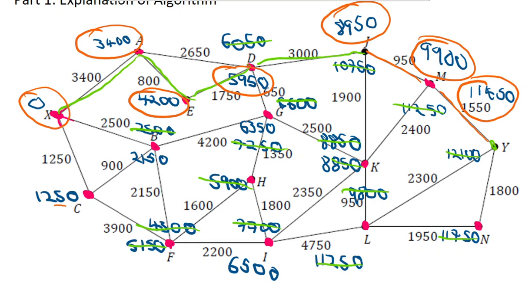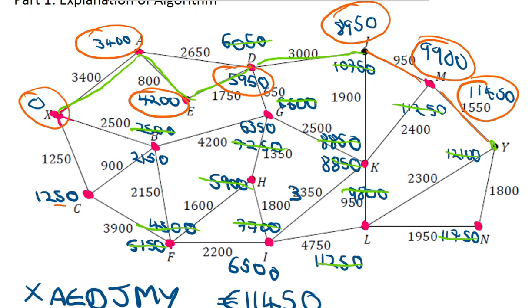I'm hoping that when I do it again in an exam focused way, it's a little easier for you to get your head around. So the shortest path is X, A, E, D, J, M, Y, and the cost is 11450. And there is a mistake, and I reckon that should have been a 3 there, because that's what the marking scheme is saying. So I reckon there's just a little mistake there, but it didn't actually affect the thing overall anyway. So okay, now we're just going to implement it in an exam.